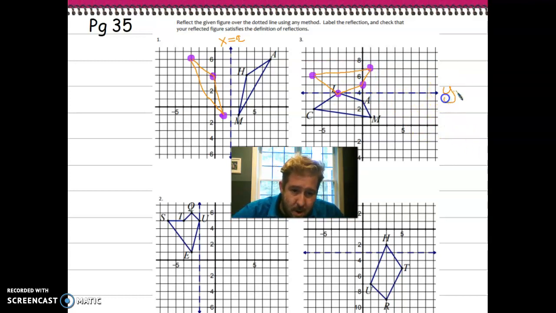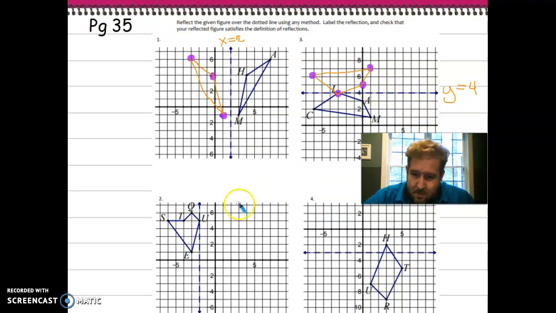This happens to be y equals 4. Now, anytime you have a vertical line, it's going to be x equals, and horizontals is y equals. Because if you think about it, every point on this line has a y of 4: (0, 4), (1, 4), (2, 4), (3, 4), (4, 4), and so forth. All right, so it's just a matter of counting to get to the line of symmetry.